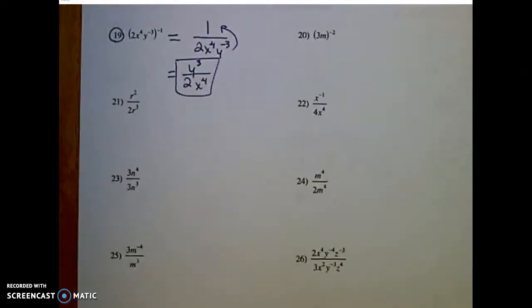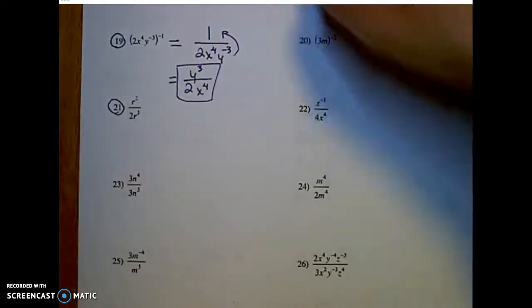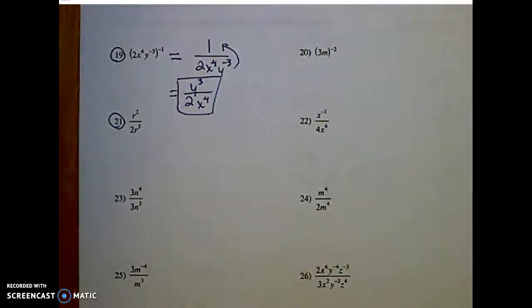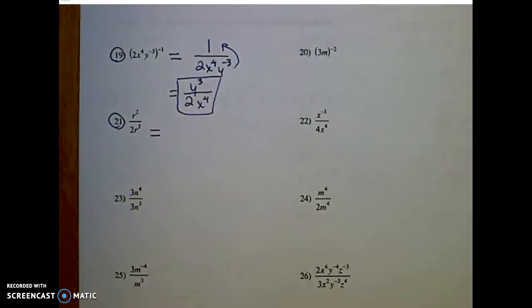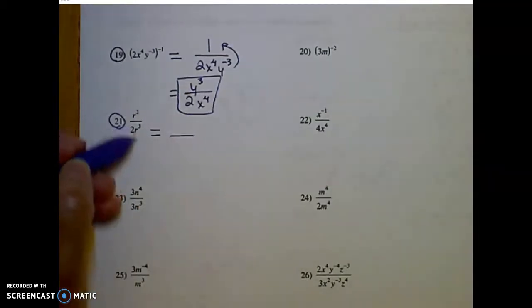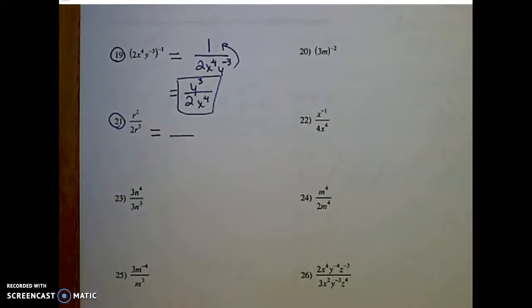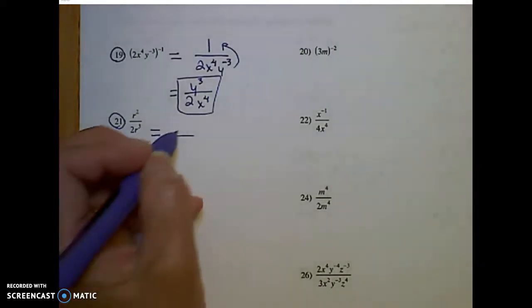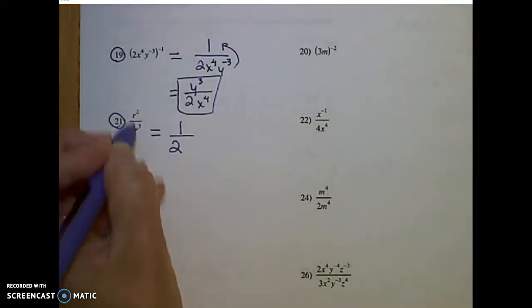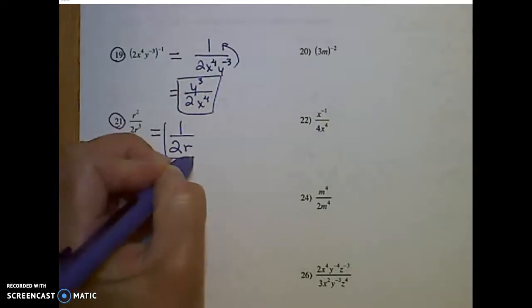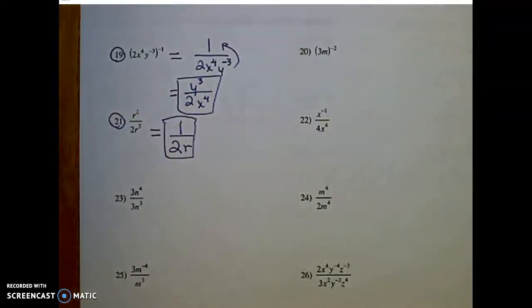I don't know if it's tricky or not, but look at 21. How would you rewrite number 21? Only because I know the common mistakes people make is losing that numerator altogether. This is where I ask myself, where do I have more r's, top or bottom? I have more in the bottom, so they're going to end up in the bottom. So what am I left with up top? Just 1. 1 over 2, I have 1 more r in the bottom, so it's going to end up in the bottom. 1 over 2r.